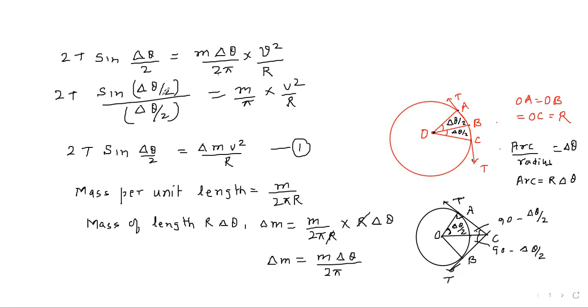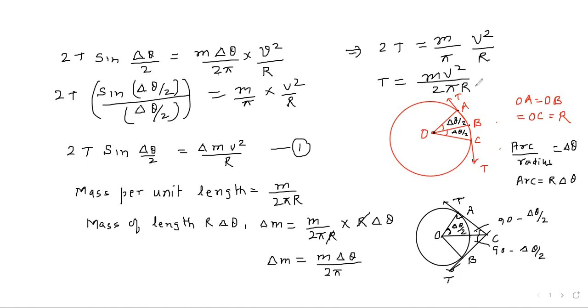Now, if delta theta is very small, in that case this term will become 1. So we will get 2T equal to M upon pi v square upon R. And our concern is to find tension. So tension will be M v square upon 2 pi R. So that is our answer.